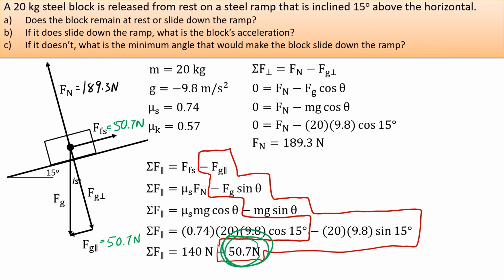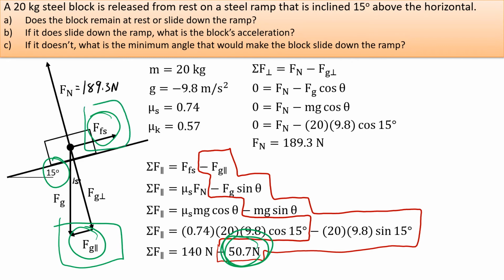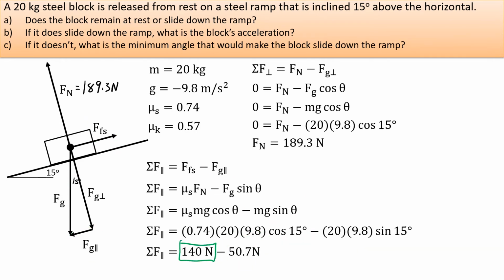Really, you wouldn't break it into components anymore because it's acting straight down, but that's just showing that the larger the angle is, the larger this component of the weight will be. And we'll find a breaking point, a tipping point, where we want this to be equal to the maximum static friction. So that's where we're going to go next. Hopefully that makes sense.